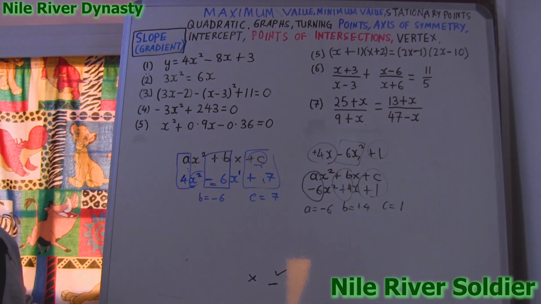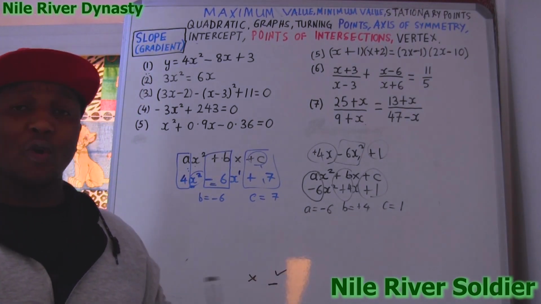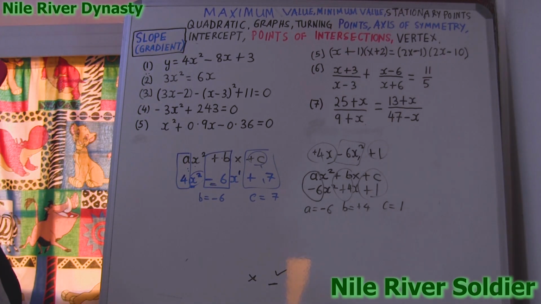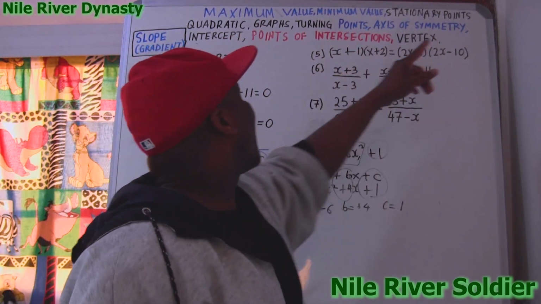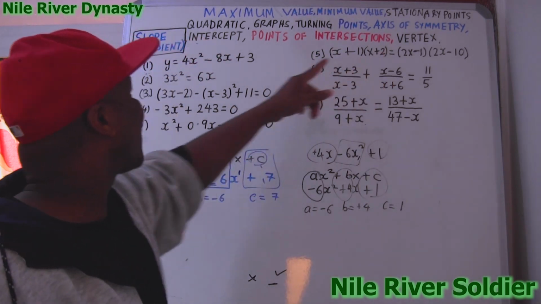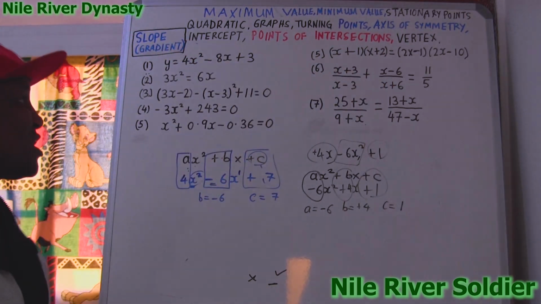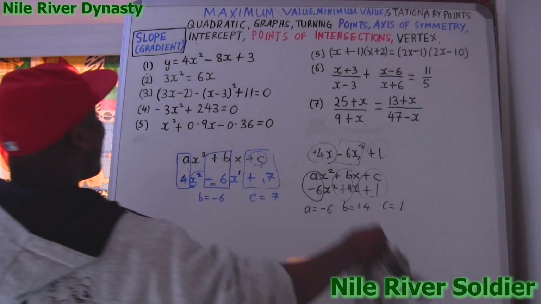I'm going to show you a very simple formula. In most cases you can memorize this, or sometimes they give you a formula sheet, so no stress. Now, here we have to find the maximum value, minimum value, stationary points, quadratic graph, turning points, axis of symmetry, intercepts, point of intersection, and vertex, if they exist. So now let's go and get all those if they exist.